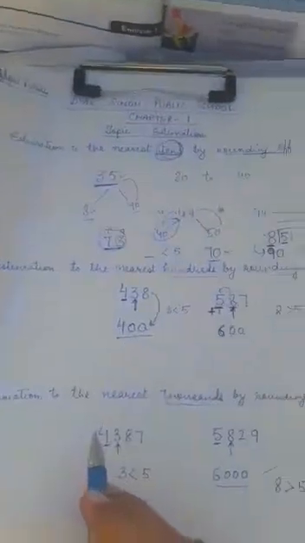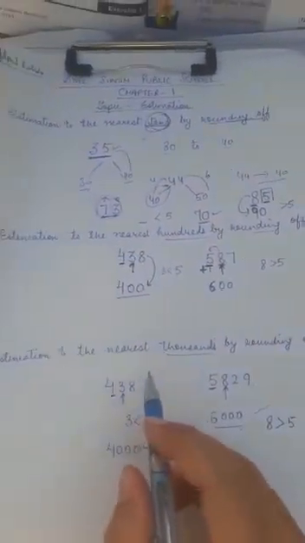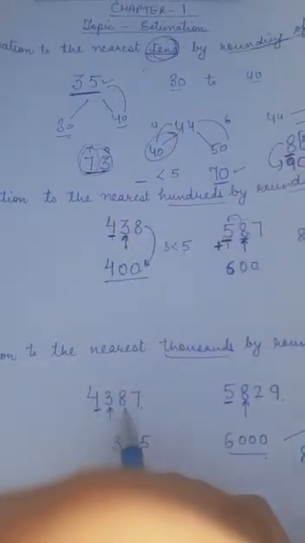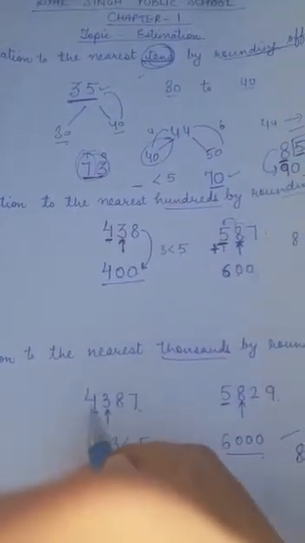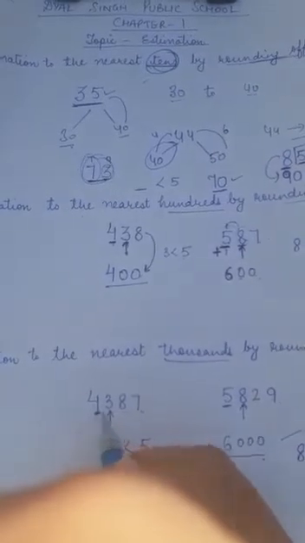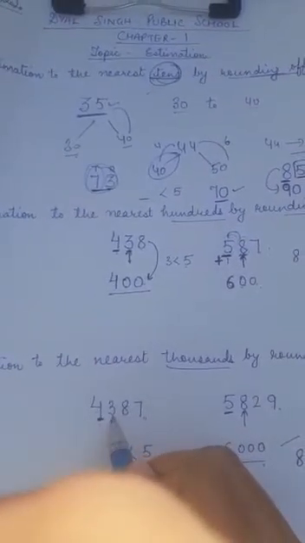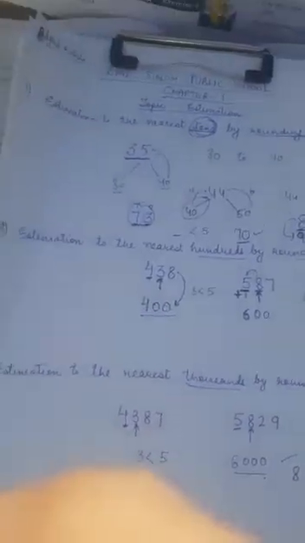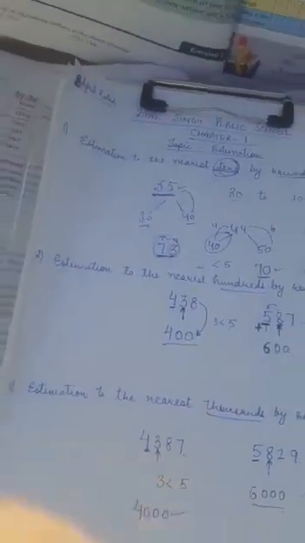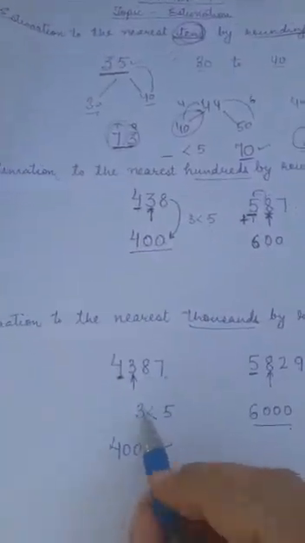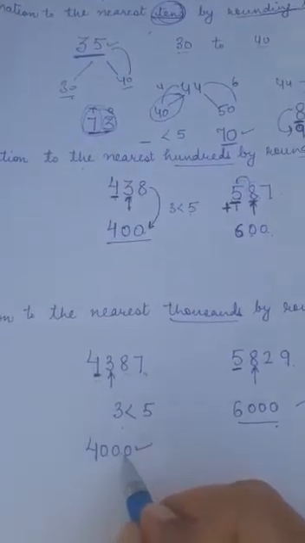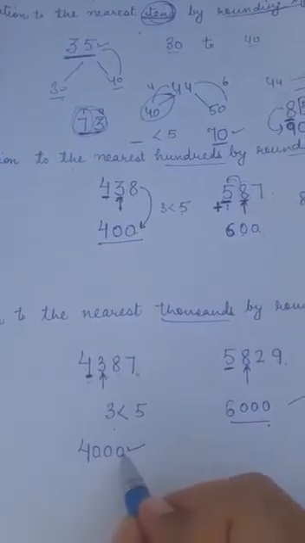Now estimation to the nearest thousand by rounding off. 4387. As I have to round off this number to the nearest thousand place, I'll check the digit at the hundreds place. Now it is 3. 3 is less than 5. So there will be no change at the thousands place. It will remain the same, and all the remaining digits will become 0, 0 and 0.